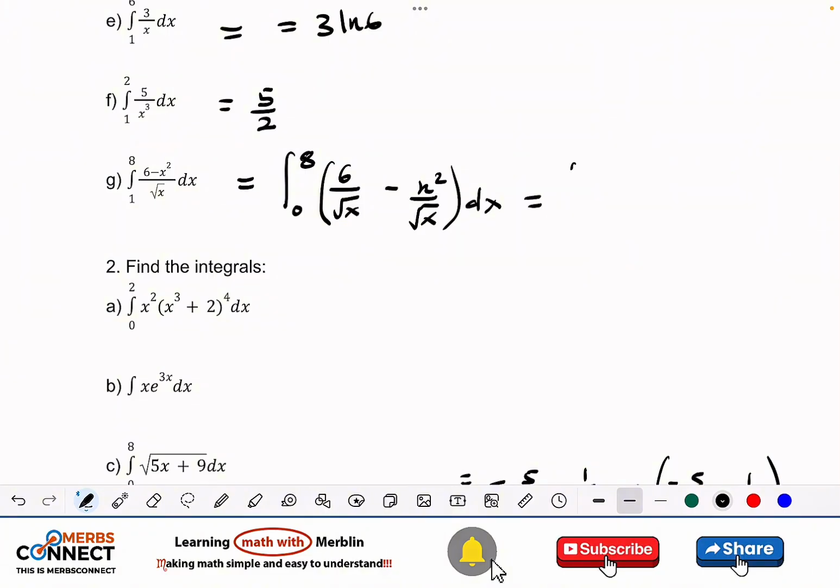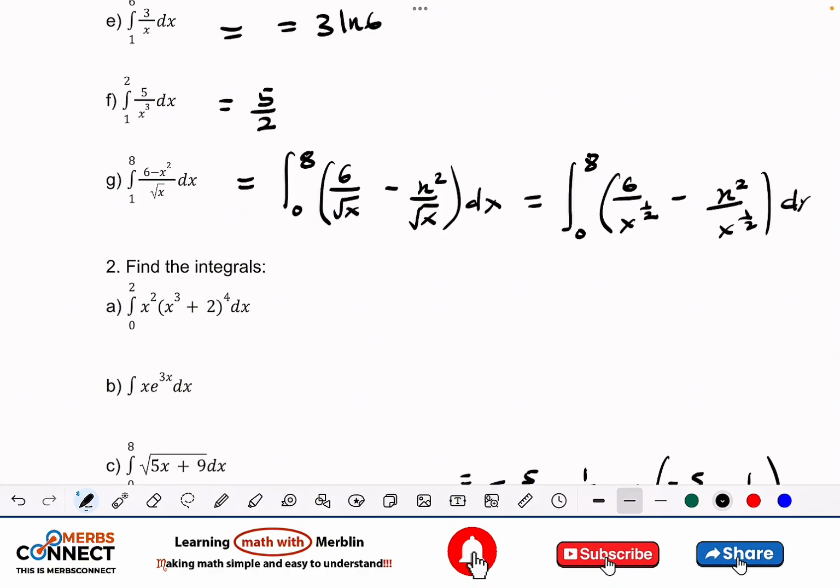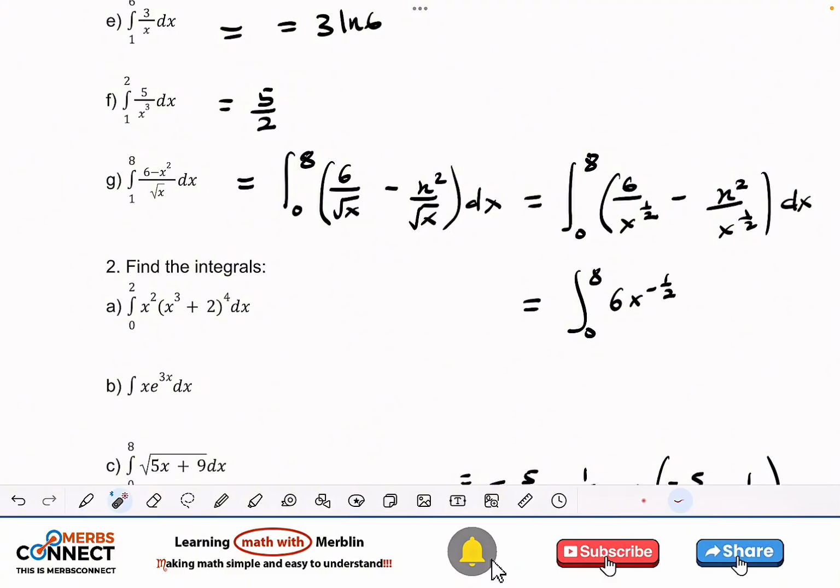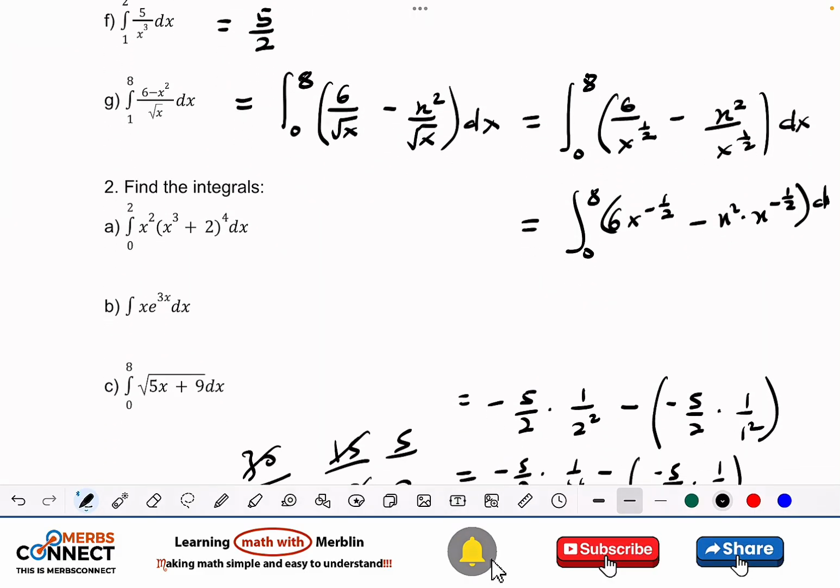This one can be written as integration from 0 to 8. Now remember, the square root here can be written as 6 over x to the power 1 over 2 minus x squared over x to the power 1 over 2. Still doing simplification. This is going to be from 0 to 8. This is the same as 6x to the power minus half. When I move this one up, I'm going to have minus, so x squared times x to the power minus half. Good. Let's do the last simplification before we do the integration.